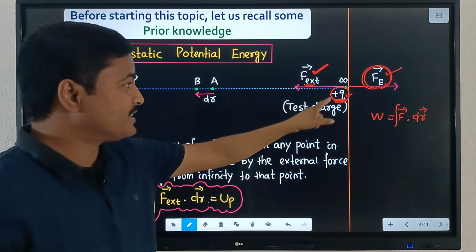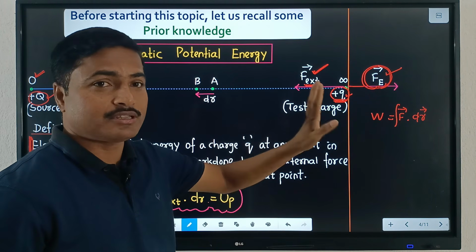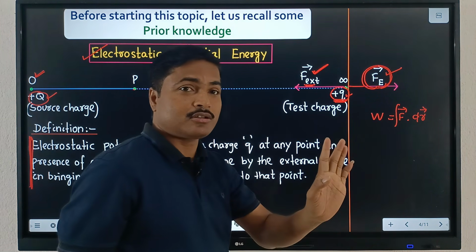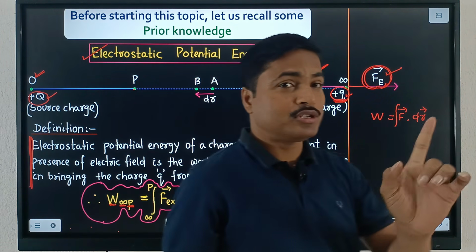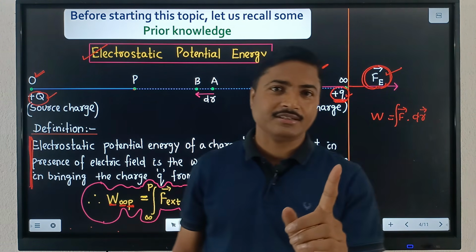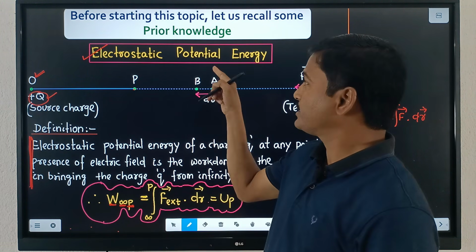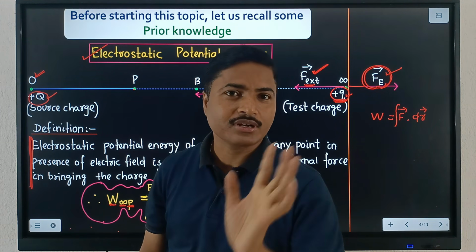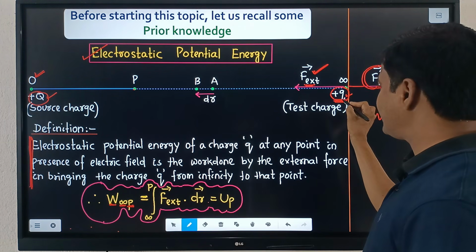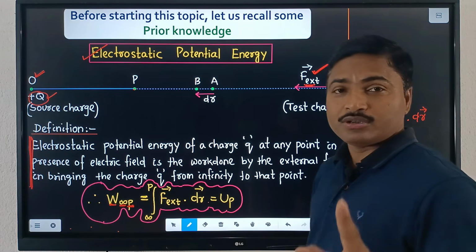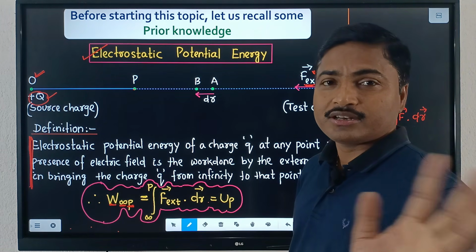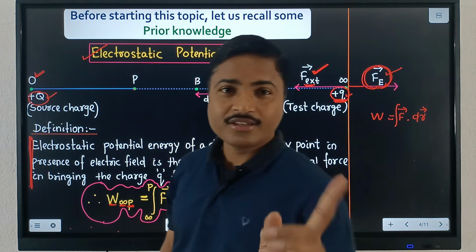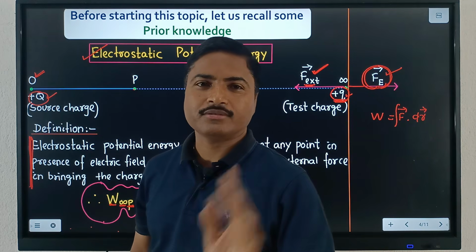And in this case, the test charge is Q. Remember this, the test charge is Q. It is not a unit positive test charge. It is simply a test charge. In the case of electrostatic potential energy, we take a test charge whose magnitude is Q. That is not one unit. Its magnitude is Q. Remember this always.